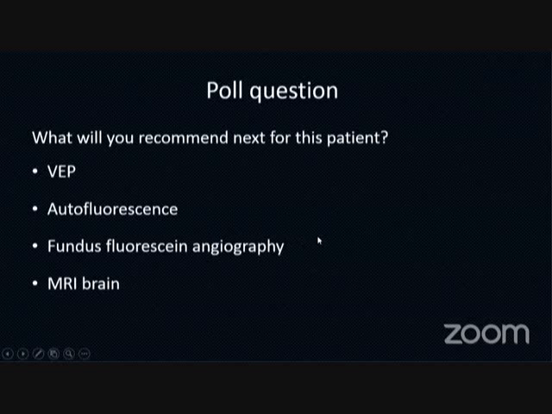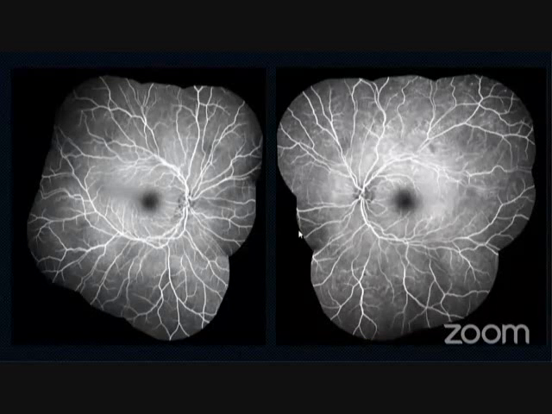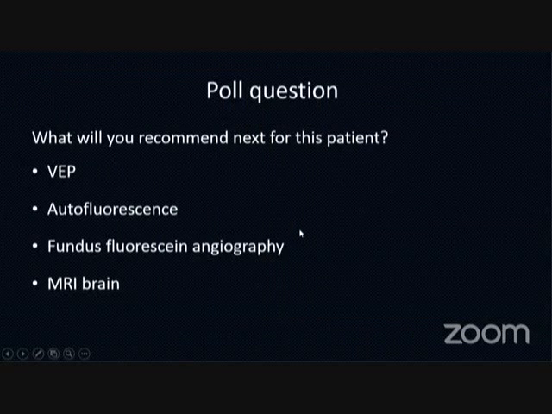So the question is here: what would you recommend next for this patient? Would you do a VEP, autofluorescence, a fundus fluorescein angiography, or an MRI brain?